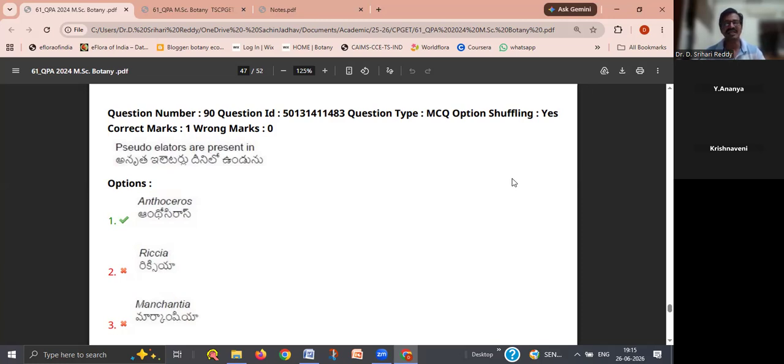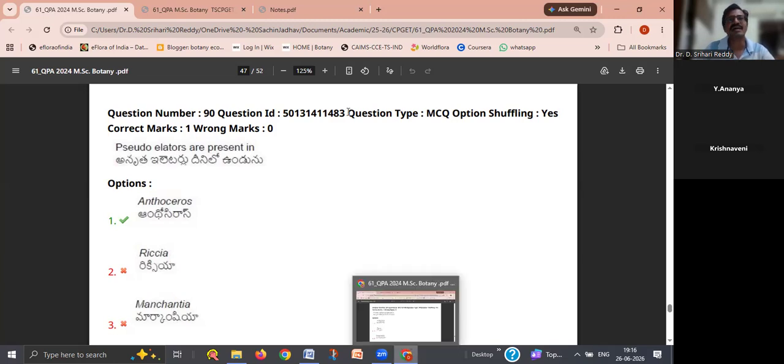In the structure of the Anthoceros capsule, there are elater-like structures. They are not considered true elaters. They are called pseudo elaters because in the elaters of Marchantia there are spiral thickenings, and those spiral thickenings are absent in the elaters of Anthoceros. They are also useful in the dispersal of the spores. So Anthoceros is the right answer.